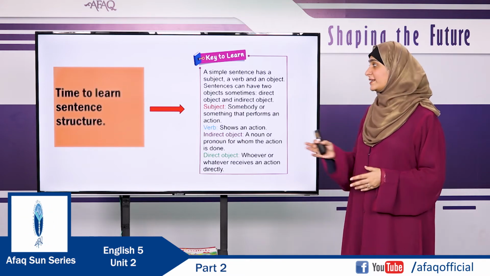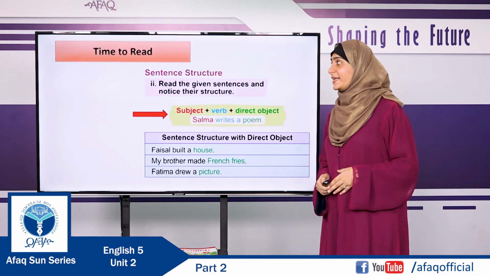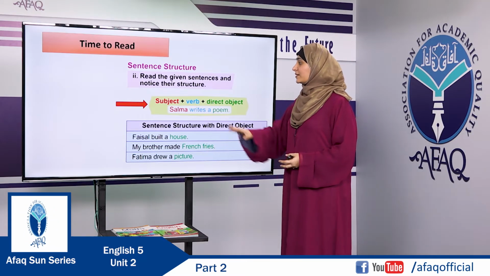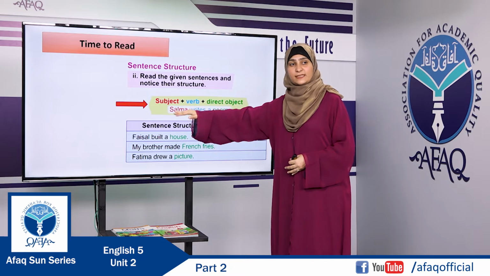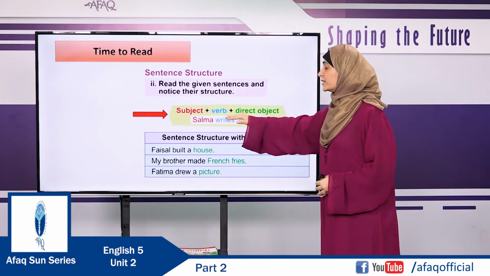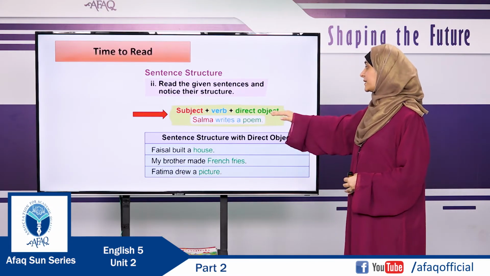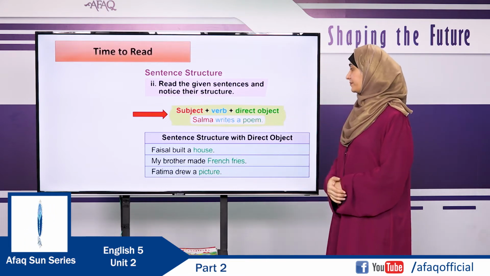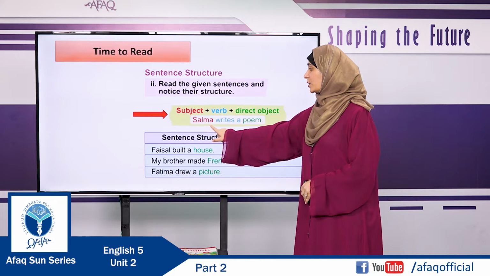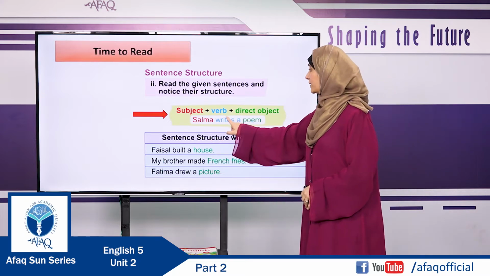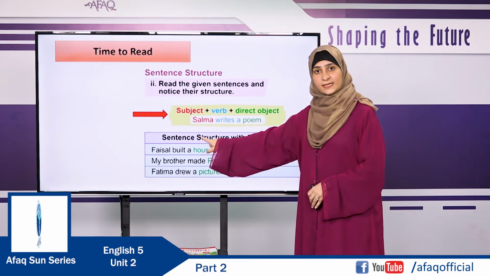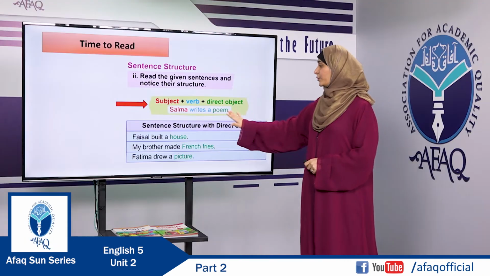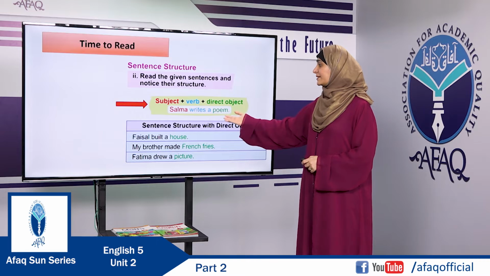Let's practice the sentence structures even more in the next exercise. Let's read the given sentences and notice their structure. The structure always starts with a subject that goes forward to a verb and the object comes at the end, like Salma writes a poem. Salma is a subject who is doing an action. The verb is an action that has been done by the subject. Now, in the last, this is a direct object. A poem is a noun that receives an action.